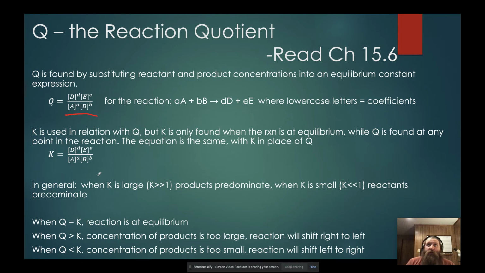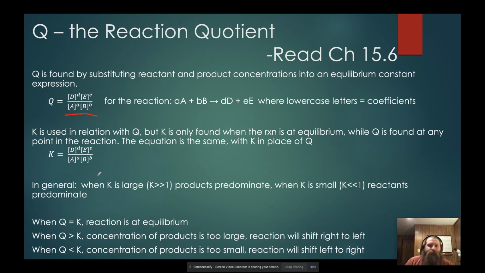K is when the reaction is at equilibrium. Q is when it's anytime, anytime in the reaction. It doesn't have to be at equilibrium. Sorry, I got my P's and Q's crossed there. It says it right there in the next line: Q tells us what the reaction quotient is at any point in the reaction. K is pretty much the same thing as Q, but K is only found when a reaction is at equilibrium. So you wait until the reaction reaches equilibrium, then you plug in your concentrations, raise them to the powers of their balanced coefficients, and that gives you K.